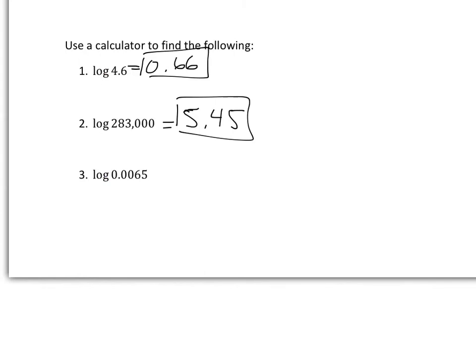And log 0.0065, you get negative 2.19. Okay, so you should be able to get those. If you're not getting those, obviously see me and we'll mess with your calculator.